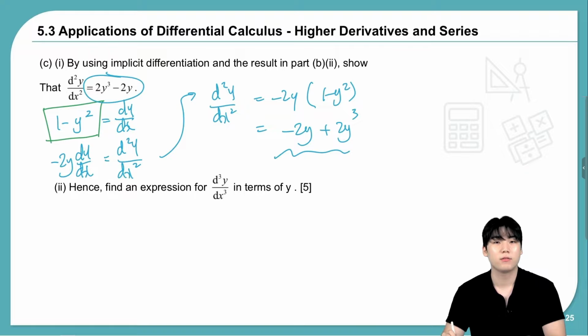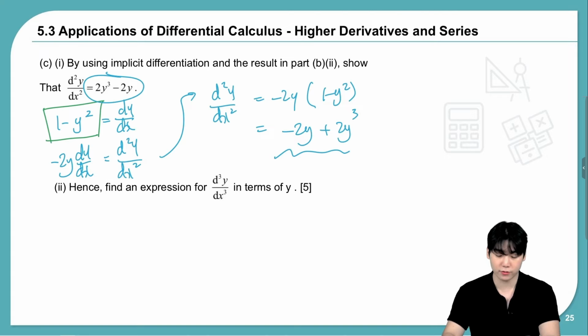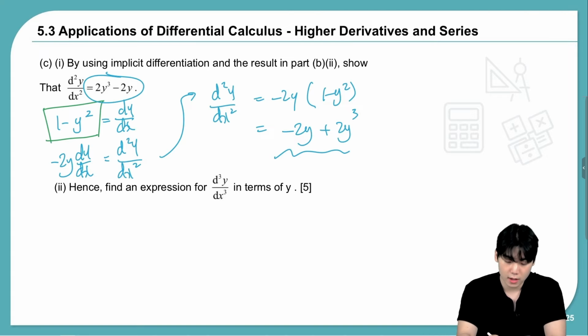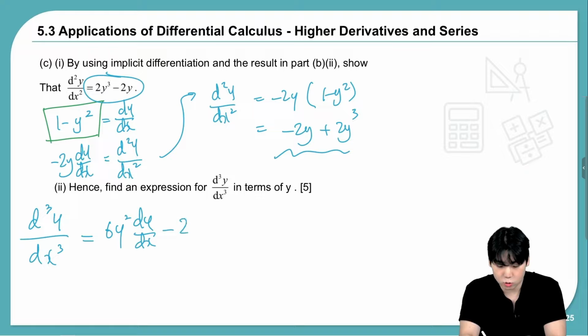And the next question is, find an expression for d3y/dx cubed. So you have to differentiate this again, right? In order to differentiate this, we can just differentiate again. That means d cubed y over dx cubed is equal to 6y squared dy/dx minus 2 dy/dx, right?